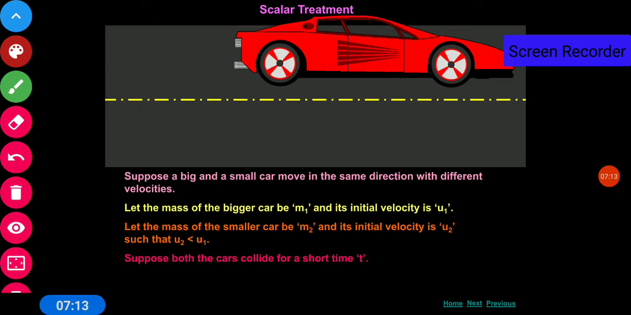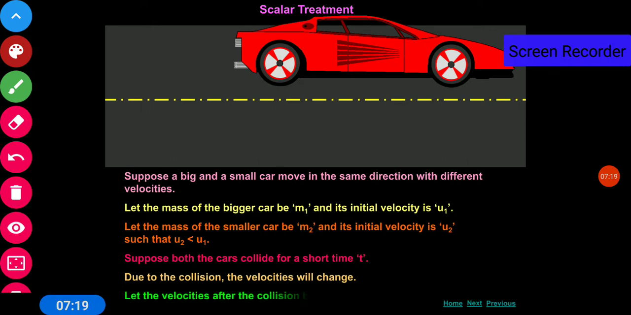Suppose both the cars collide for a short time t. Due to the collision, the velocities will change. Let the velocities after the collision be v1 and v2 respectively. Let the bigger car be denoted by the suffix 1 and the smaller car by the suffix 2. The bigger car has mass m1 and initial velocity u1, the smaller car has mass m2 and initial velocity u2, such that u2 is less than u1. They collide for a short time and the velocity changes for the bigger car to v1 and the smaller car to v2.